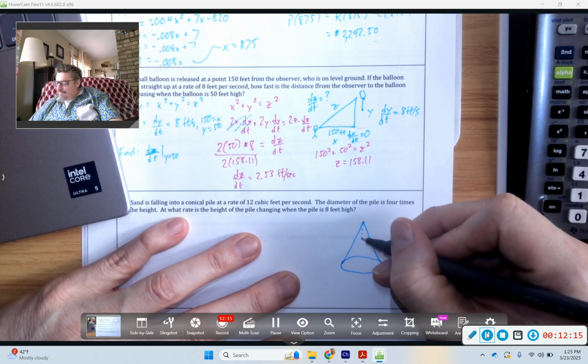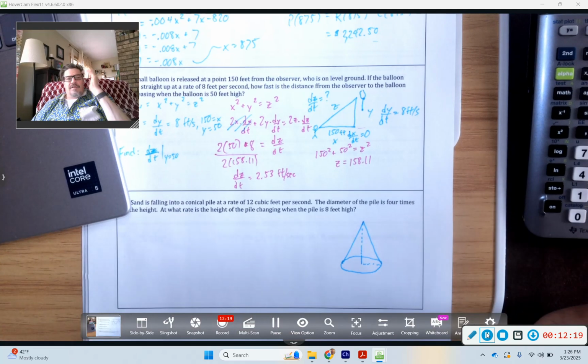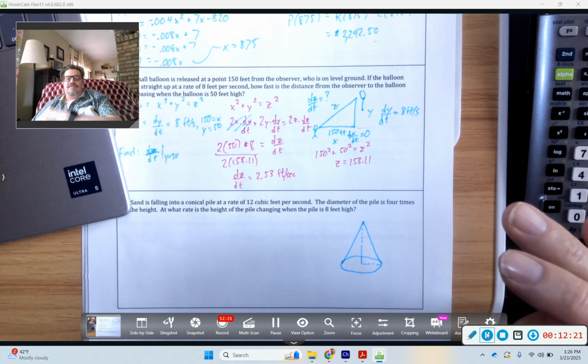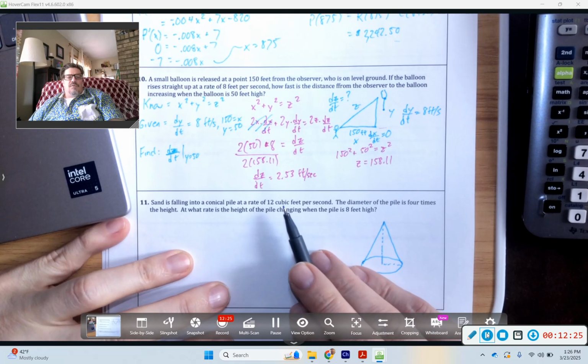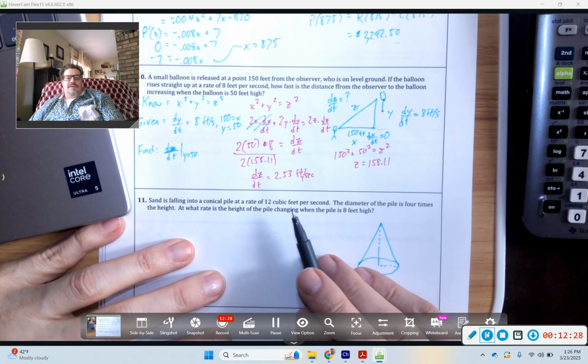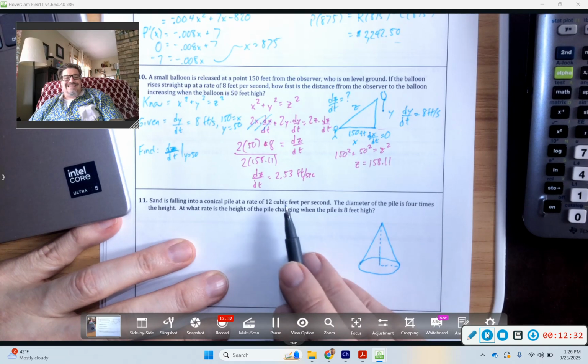The cones are always funny because I don't know if there's ever, well, no, it would be a perfect cone if it's fine sand. Sand is falling into a conical pile at a rate of 12 cubic feet per second. Okay, so the volume is getting bigger.